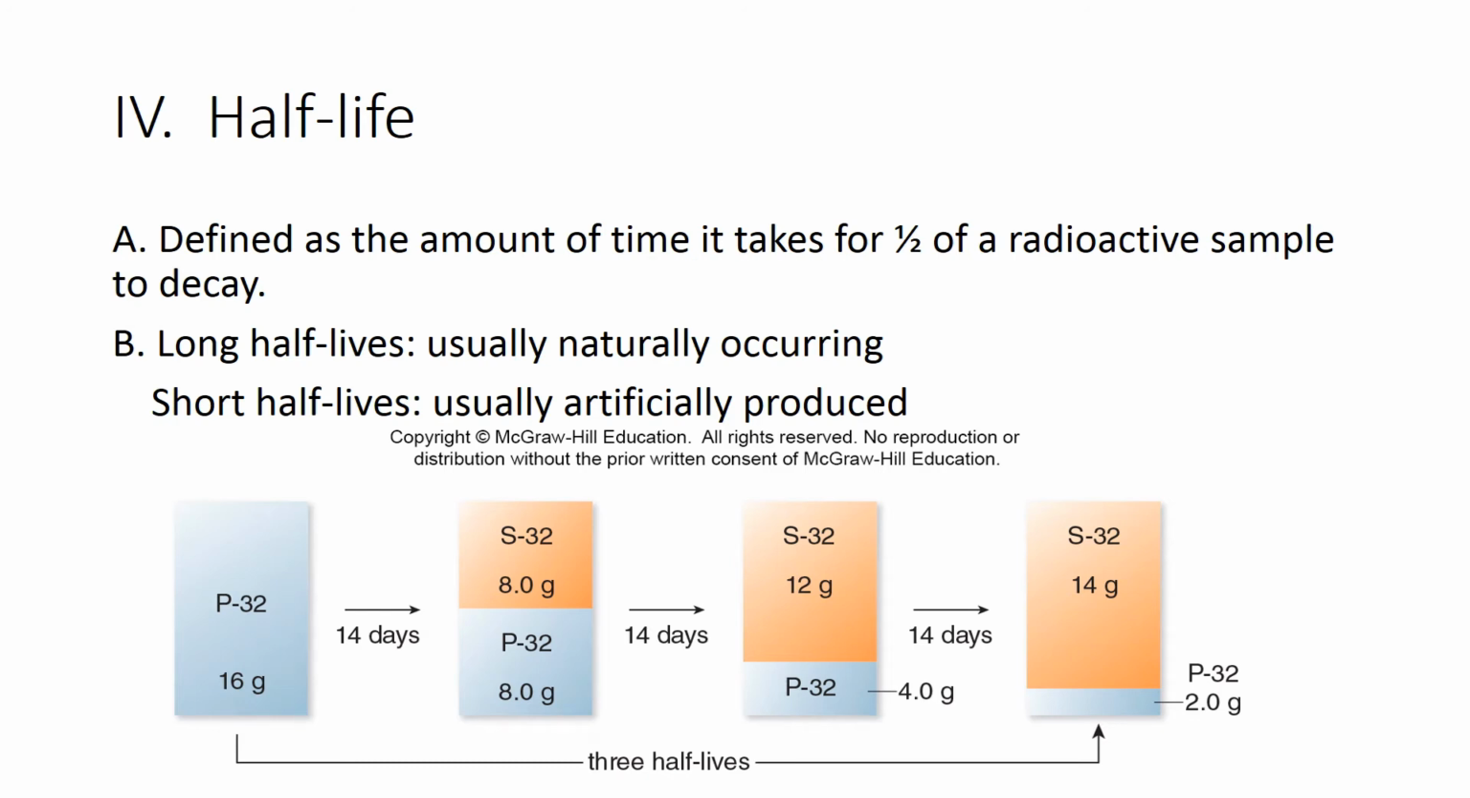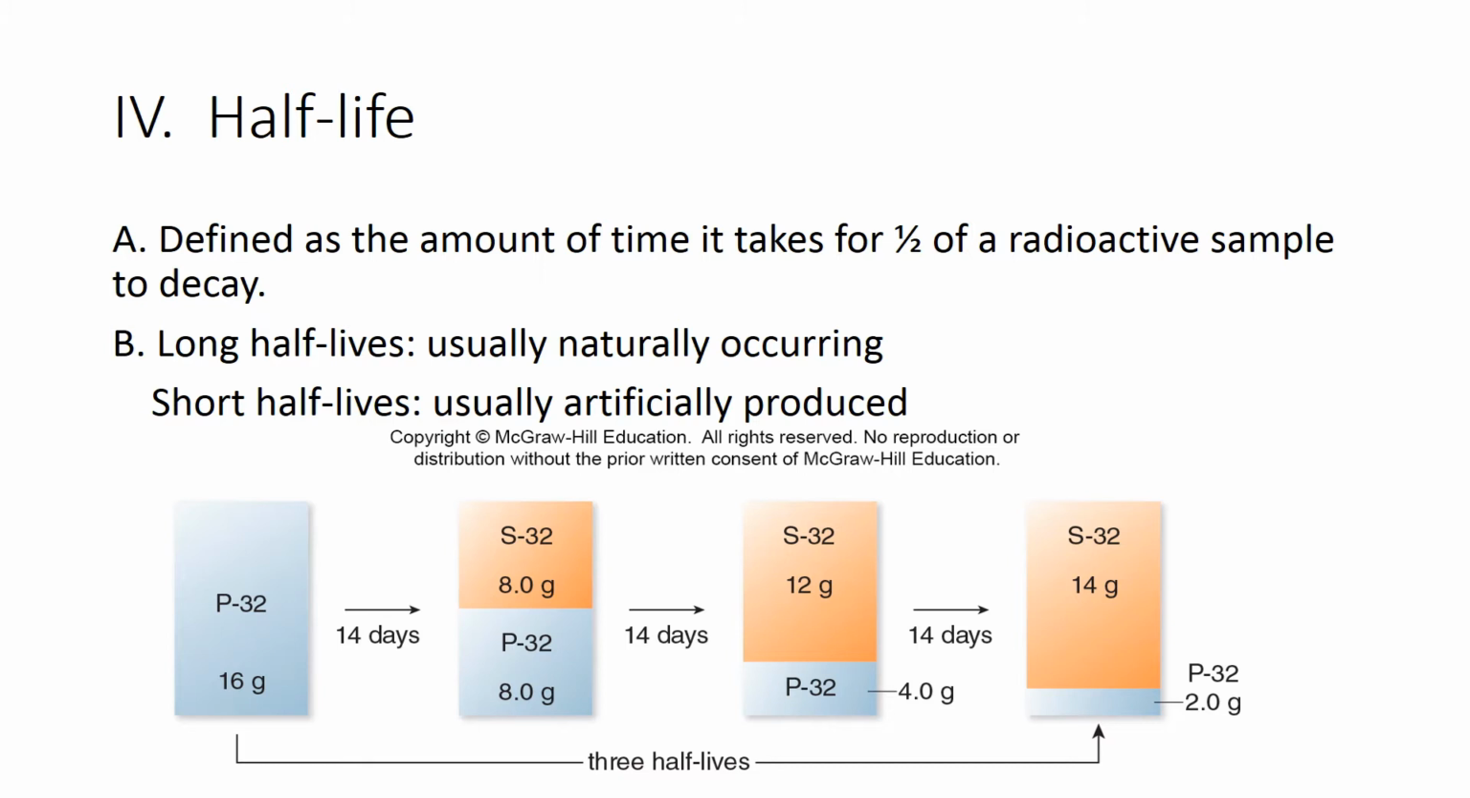Okay, so our definition for half-life is the amount of time it takes for half of a radioactive sample to decay, and you can think of decaying as going from a less stable nucleus to a more stable nucleus. If something has a long half-life, it's usually naturally occurring, and the shorter half-lives are typically artificially produced.